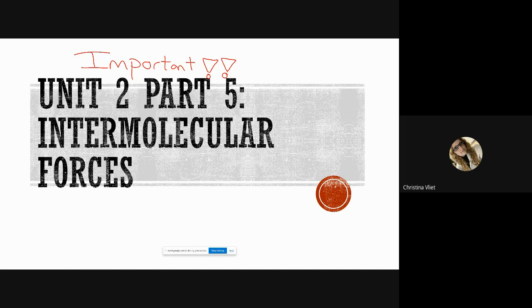One year it was redox. We did redox last year, so that did not get left behind. This last year it was intermolecular forces. And so this is actually new for everyone, but it is important. It's really important. It's going to be really important for the rest of the unit.